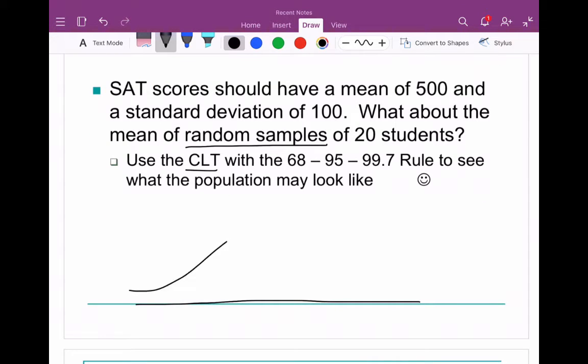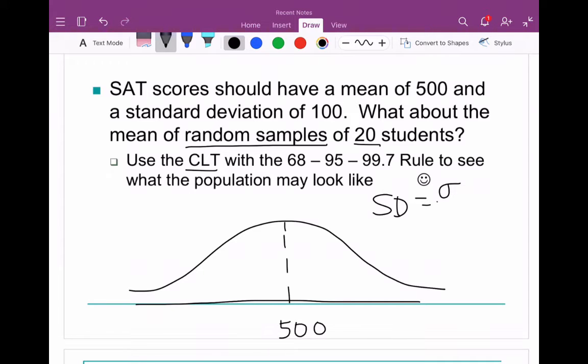So we start by drawing our bell-shaped curve, and we put our mean in the middle, which is 500. We need to find our standard deviation. Our standard deviation is going to be the standard deviation of the population divided by the square root of the sample size. So this will end up being 100 over the square root of 20, which ends up equaling 22.3.